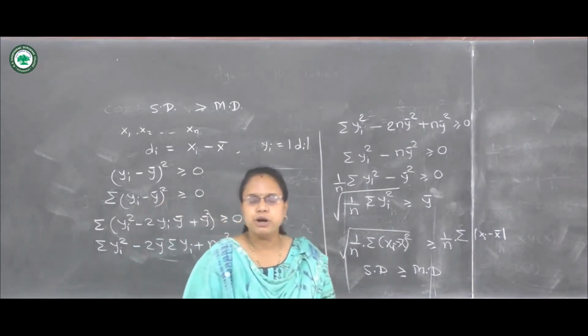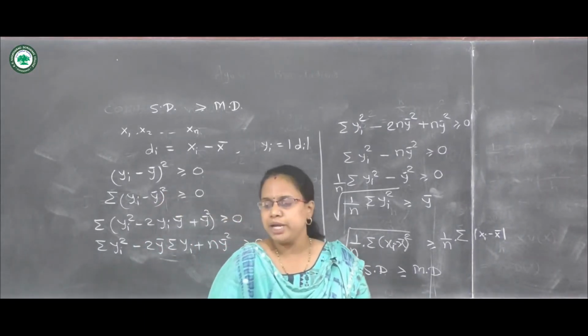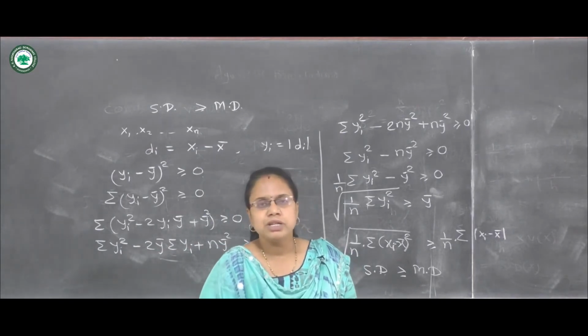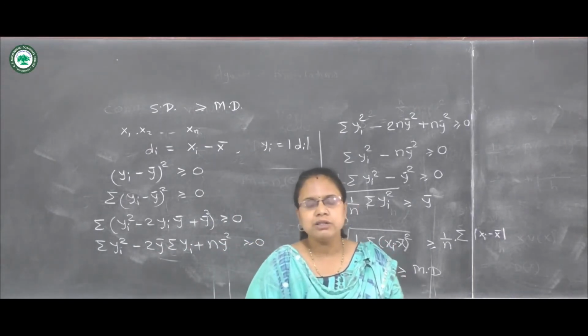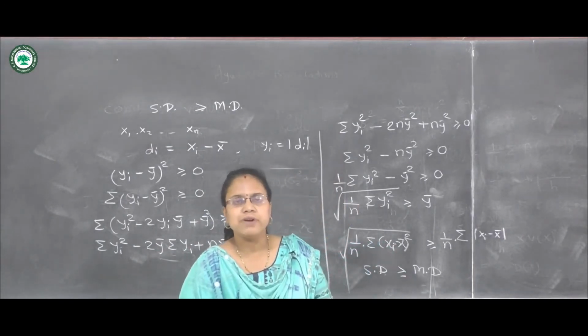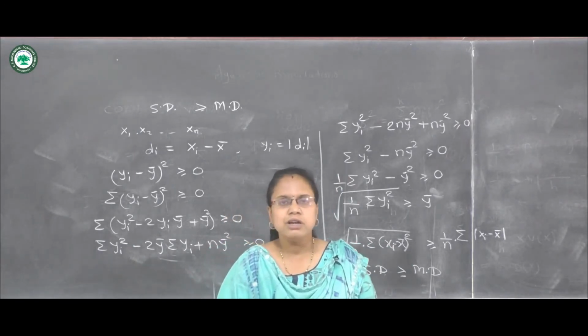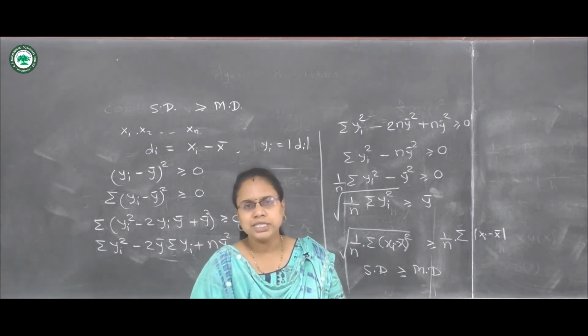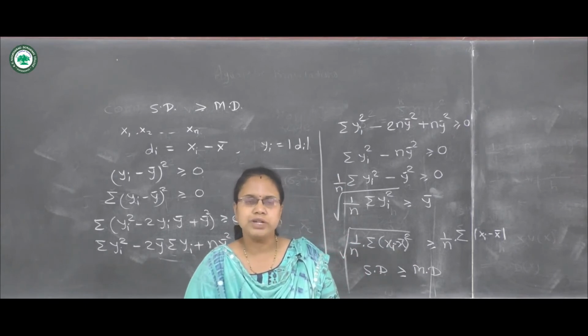So in this topic we have learned the measures of dispersion: range, quartile deviation, mean deviation and finally standard deviation. The merits and demerits of each type of measure of dispersion we have studied.